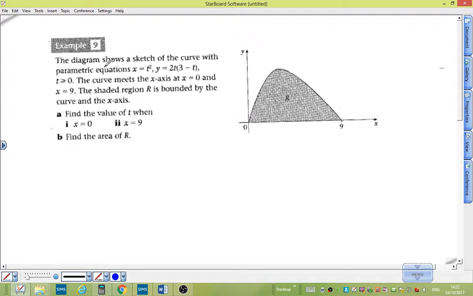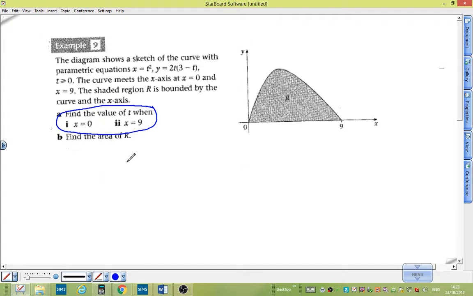The diagram shows a sketch of the curve with parametric equations x equals and y equals, where t is greater than or equal to 0. The curve meets the x-axis at x equals 0 and x equals 9. The shaded region R is bounded by the curve and the x-axis. So again, find the value. This is the technique. You have to change the limits, because if we're going to integrate with respect to t, or parametrically, then the limits need to be in terms of t. So we're going to put x is 0 into there.